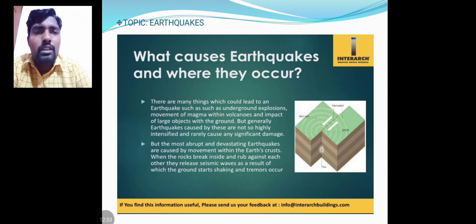The most devastating earthquakes are caused by movement within the earth's crust, when the rocks break inside and rub against each other. They release seismic waves, and as a result the ground starts shaking and tremors occur. Large rock masses are broken or move in different directions, and only then do earthquakes happen. That slide will be represented to us.